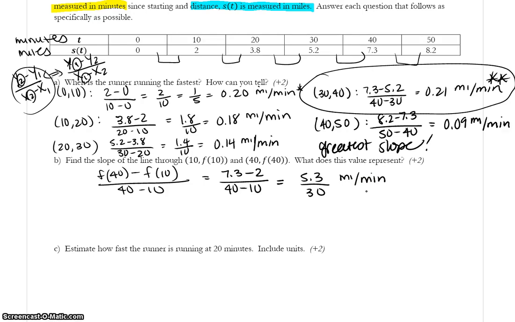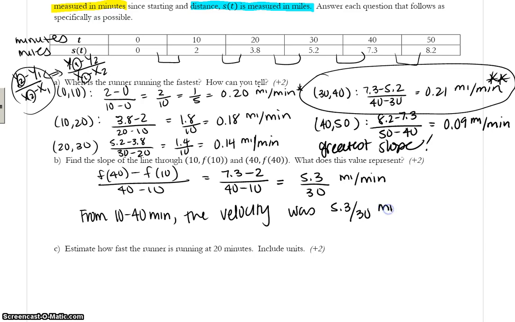And then it says, what does this value represent? It represents from 10 to 40 minutes the velocity, right? Because on a distance versus time graph, the slope is velocity. The velocity was 5.3 over 30 miles per minute.